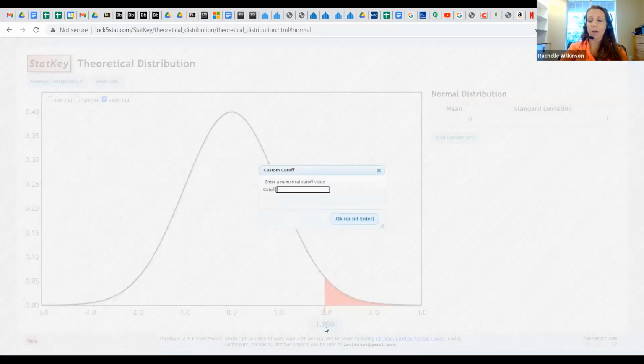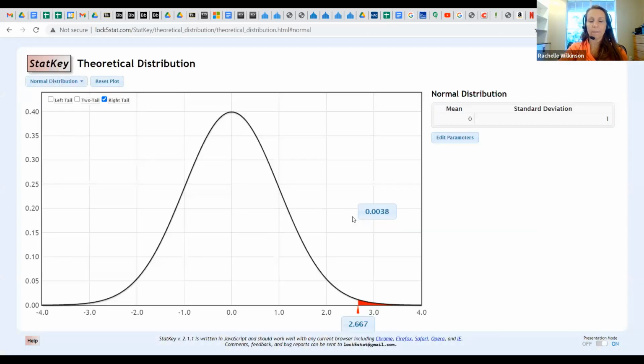Now in this bottom box, I'm going to put the z-score, which was 2.66666 repeating. In StatKey, they like it rounded to 3 decimal places, so I'm going to put 2.667. And when I do that, notice my little floating box says 0.0038, which is exactly the same answer that we got doing it the other way. So you can see that either way, we're going to get the exact same answer.